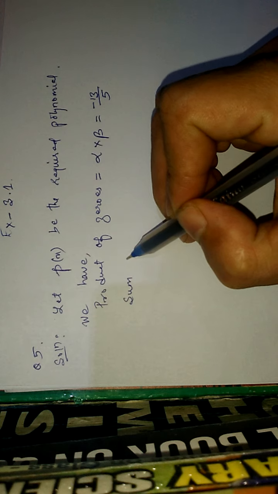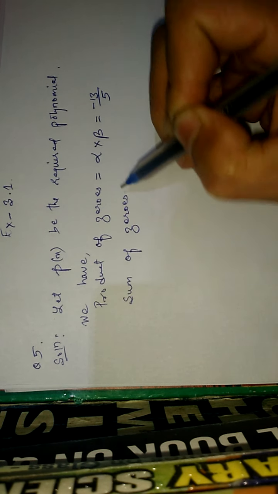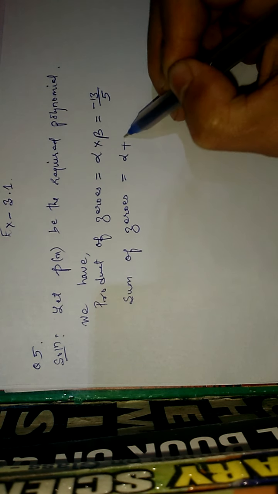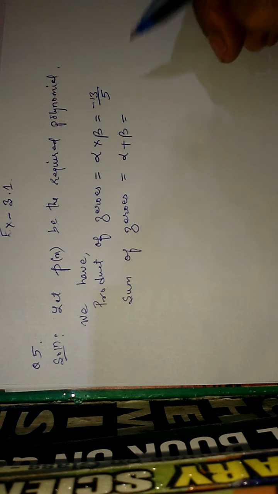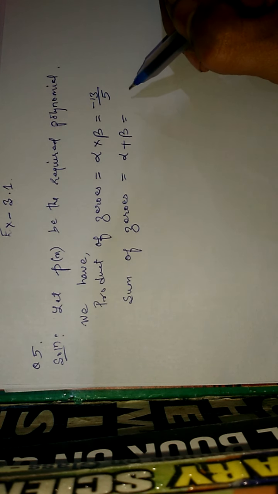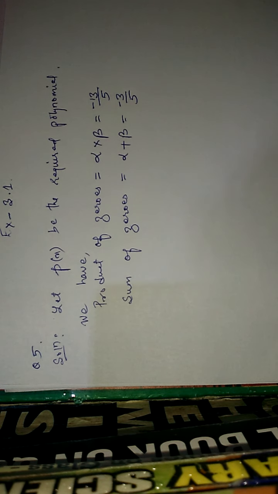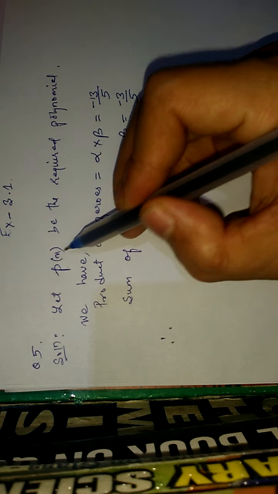The sum of zeros is alpha plus beta. We do not have the individual values of alpha and beta, but the sum is minus 3 by 5. Therefore, we form the polynomial p(x).